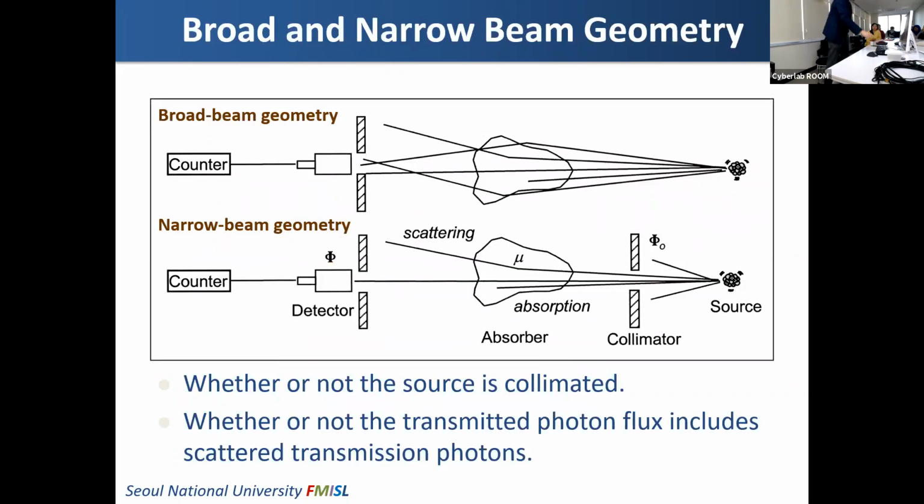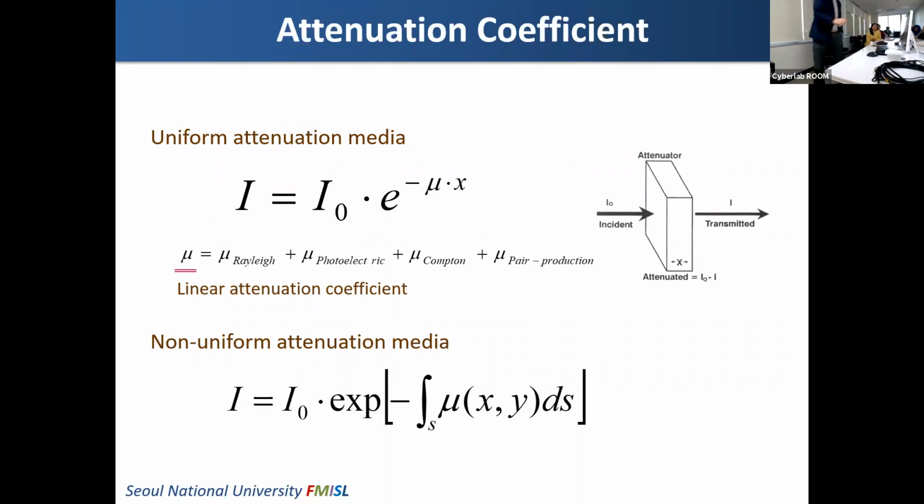For the correction of attenuation and scatter, we need to know this attenuation coefficient, right? Sometimes we can measure the thickness, but maybe the attenuation coefficient of my imaged object is not known. So we need to measure this attenuation coefficient.